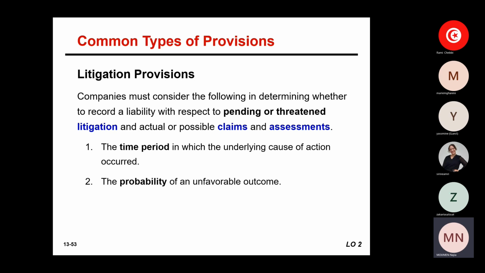And the second is the probability of any unfavorable outcome, okay? That's also the more likely than not situation. And also, as we said, whether it is possible to have a reasonable estimate or not, okay? So they are able to make a reasonable estimate of the amount of loss.